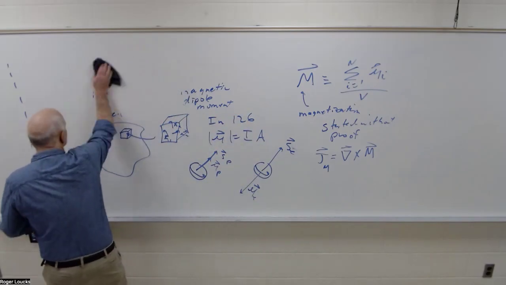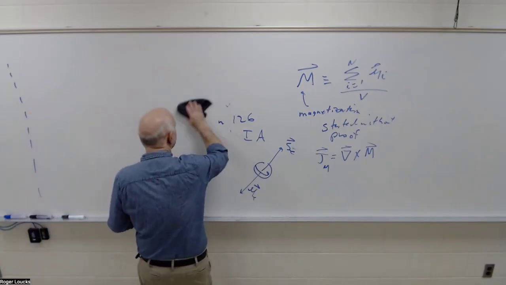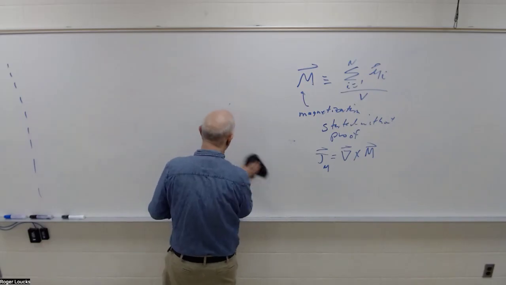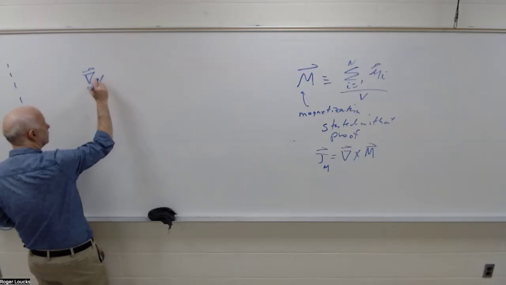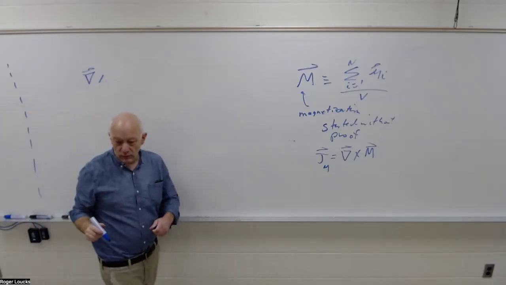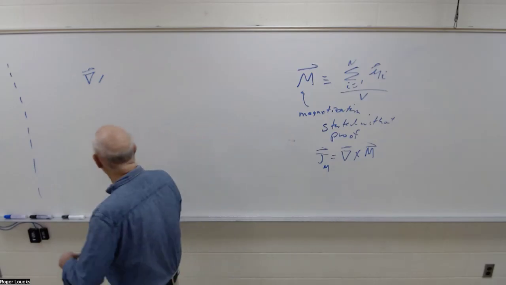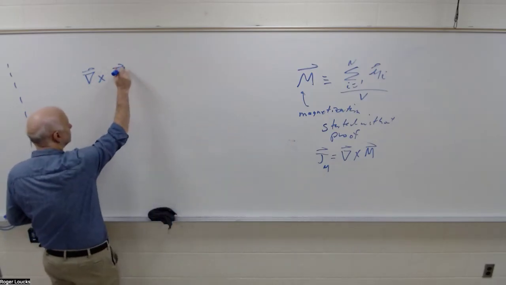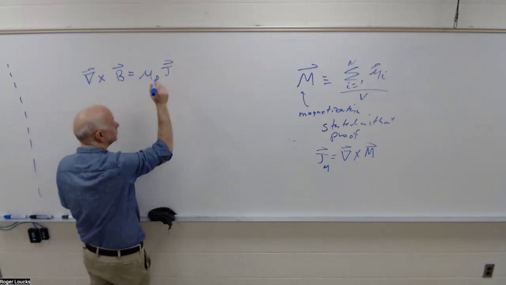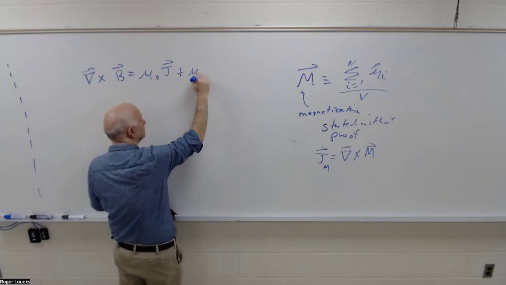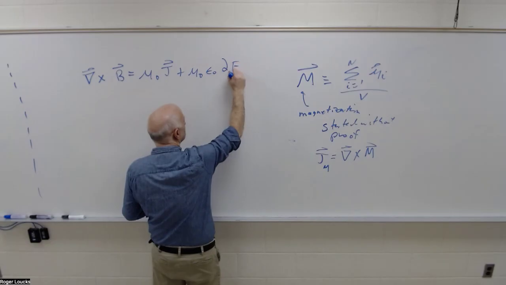Now, we wanted to figure out how we can modify Ampere's law. So we write Ampere's law. Well, you tell me, what is Ampere's law in differential form? Curl of B equals mu naught J plus mu naught epsilon naught partial of E with respect to T.